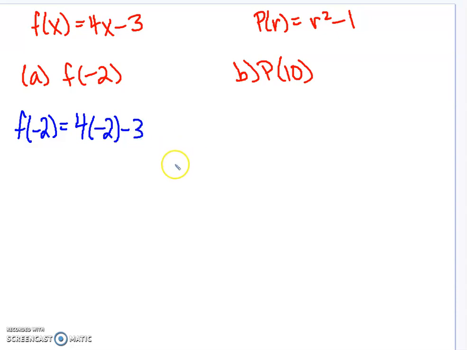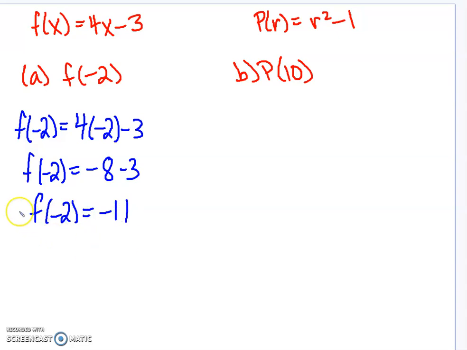In doing that, this is saying f, when I plug in -2, is going to give me this. So I want to calculate what happens over here. We're going to end up with -8 minus 3, so we'll end up with -11. Our final answer is this: our function, when I've plugged in an input of -2, is giving me an output of -11.